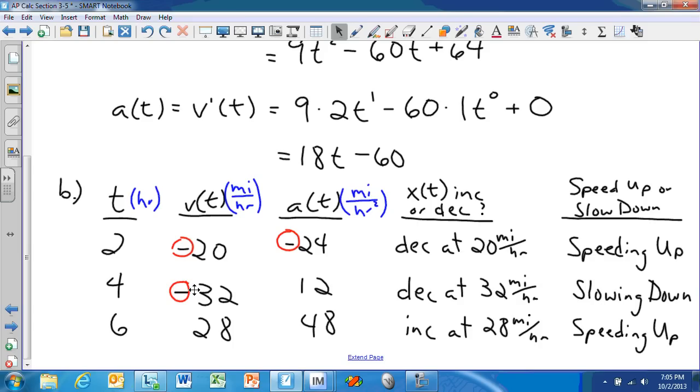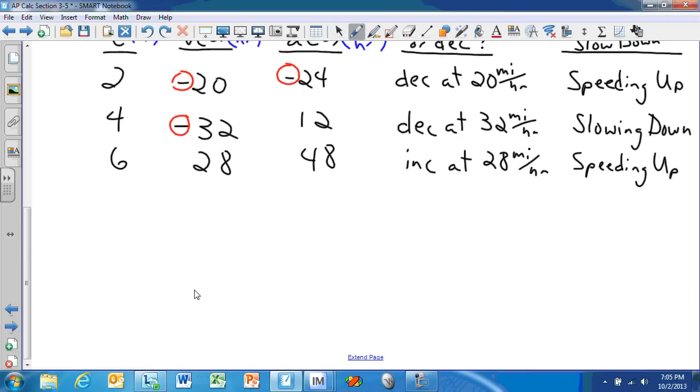What's this? It says, at what times on the interval from 0 to 8 is x at a maximum? And is x ever negative if t is in this interval? All right, so to determine that, the question is, when in the interval from 0 to 8, when is x at a maximum?